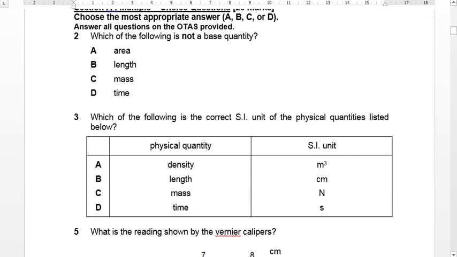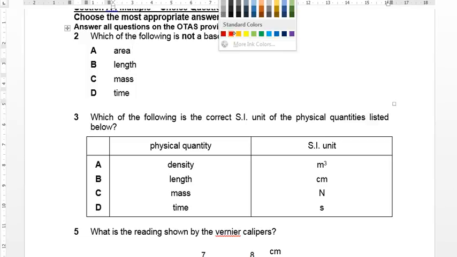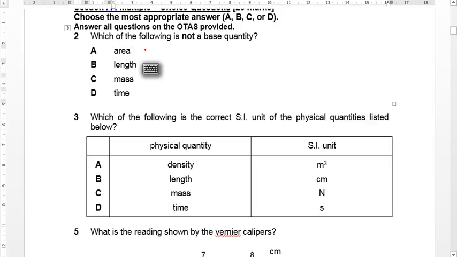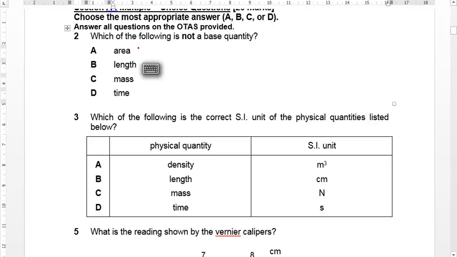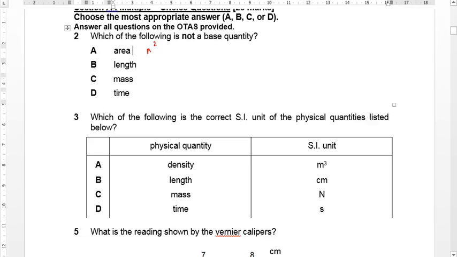First one, MCQ. Which one is not a base quantity? Area, because the units will actually be square meters. It is made out of length times length. What about length? Of course, it is going to be meters. Mass, kilogram, time in seconds. So the answer is A.